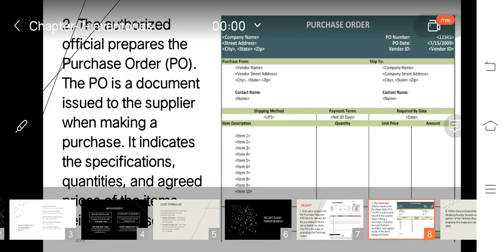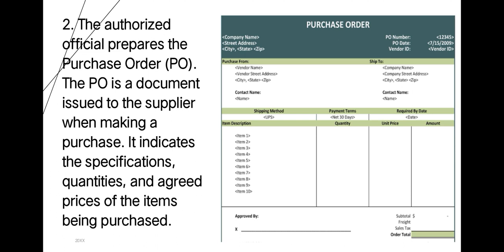So, next tayo. The authorized official prepares the purchase order. So, ito yung example ng purchase order natin. So, the purchase order is a document issued to the supplier when making a purchase. It indicates the specification, quantities, and the agreed prices of the items being purchased. So, tsaka lang nagagawa ang purchase order kapag na-approve na yung purchase request.